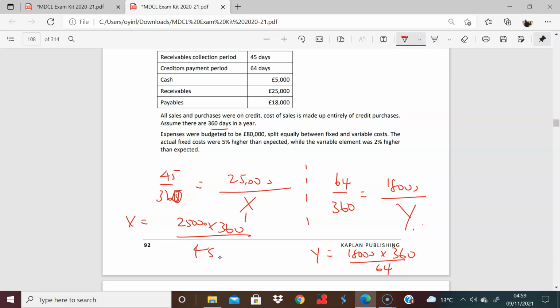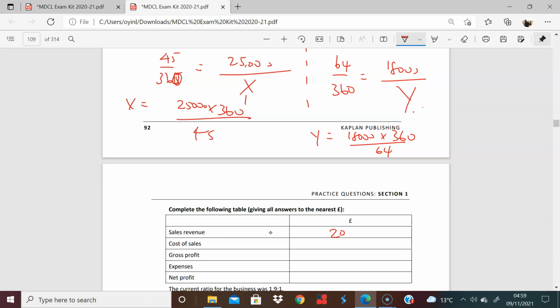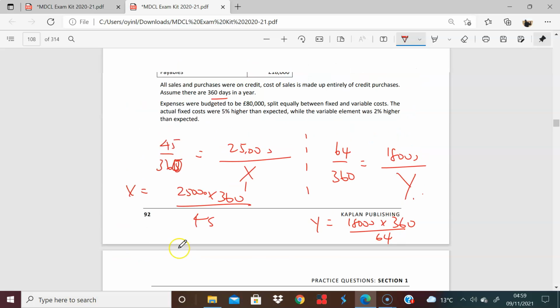So here you have 25,000 times 360 divided by 45, and X is 200,000. So I'll put 200,000 in here. And then 18,000 times 360 divided by 64 is 101,250. That's what I have. So my gross profit becomes the difference, minus 200,000, which is 98,750.